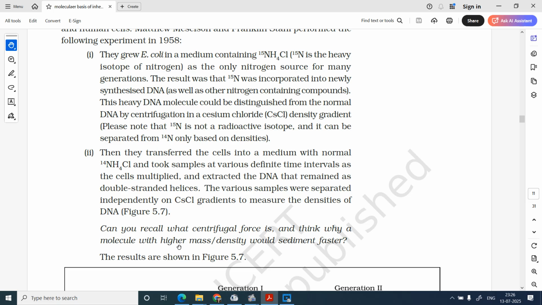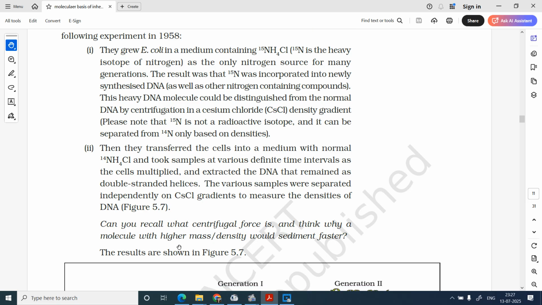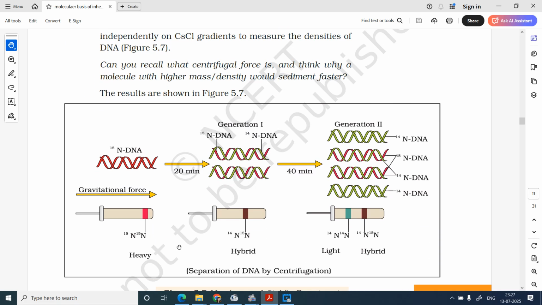Second, they transferred the cells into a medium with normal ammonium chloride and took samples at various definite time intervals as the cells multiplied, and extracted the DNA that remained as double-stranded helices. The various samples were separated independently on cesium chloride gradients to measure the densities of DNA, figure 5.7. Can you recall what centrifugal force is, and think why a molecule with higher mass density would sediment faster? The results are shown in figure 5.7.